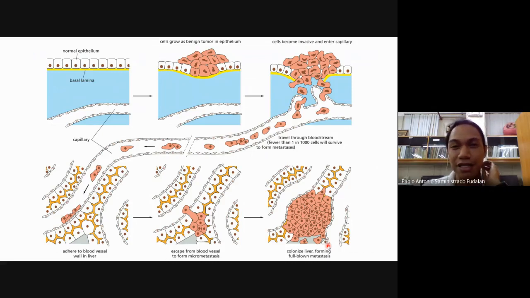So, as they say, guys, your first diagnosis may be bone cancer, but what you die of, for example, is liver cancer. It can be that, or the other way around. The first diagnosis, you have liver cancer, but you died of bone cancer, because the cancer cells have spread, not just in the liver, but also in your bone marrow, for example.